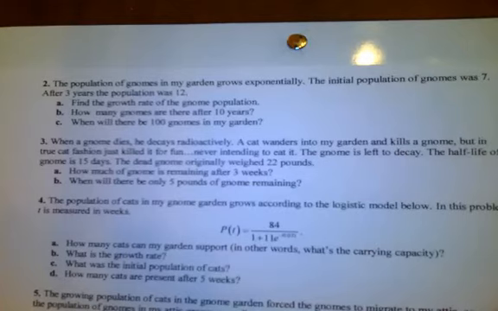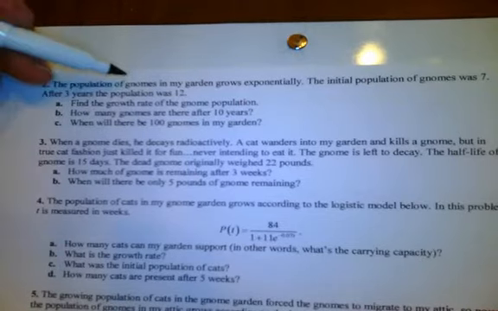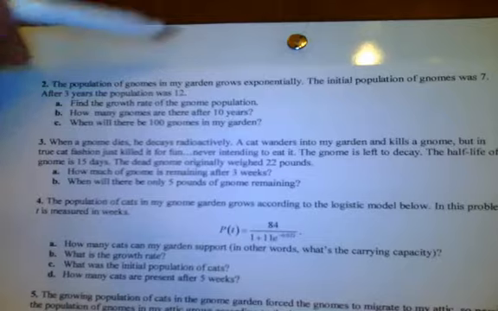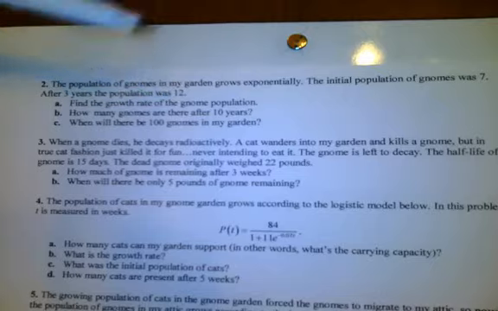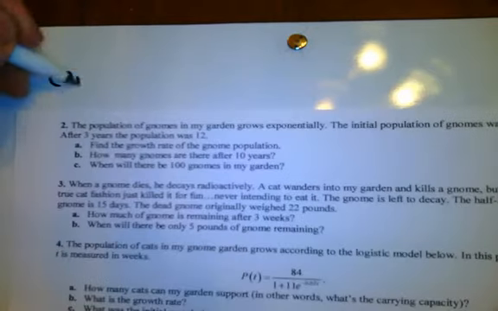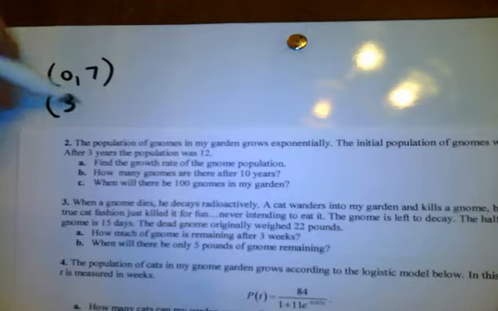Hi everyone. I thought we'd do a little review of where we've been the last couple of days with these problems involving garden gnomes and my gnomes and my garden. The population of gnomes in my garden grows exponentially. The initial population of gnomes was 7, and after 3 years the population was 12. So we've got initially 7, and after 3 years our population was 12. Find the growth rate for the gnome population.